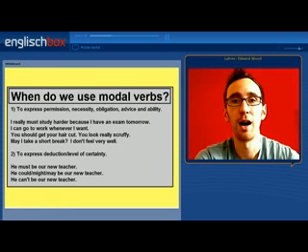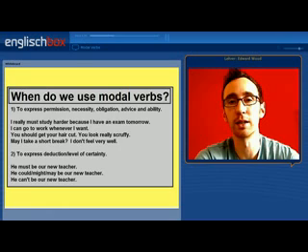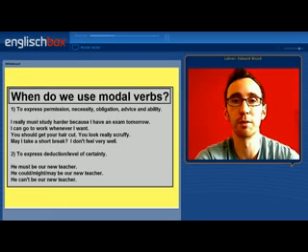For example, I have a class of new students and I walk into the room. I speak English with them immediately and I'm carrying some English exercises and books underneath my arm. The students think he must be our new English teacher.